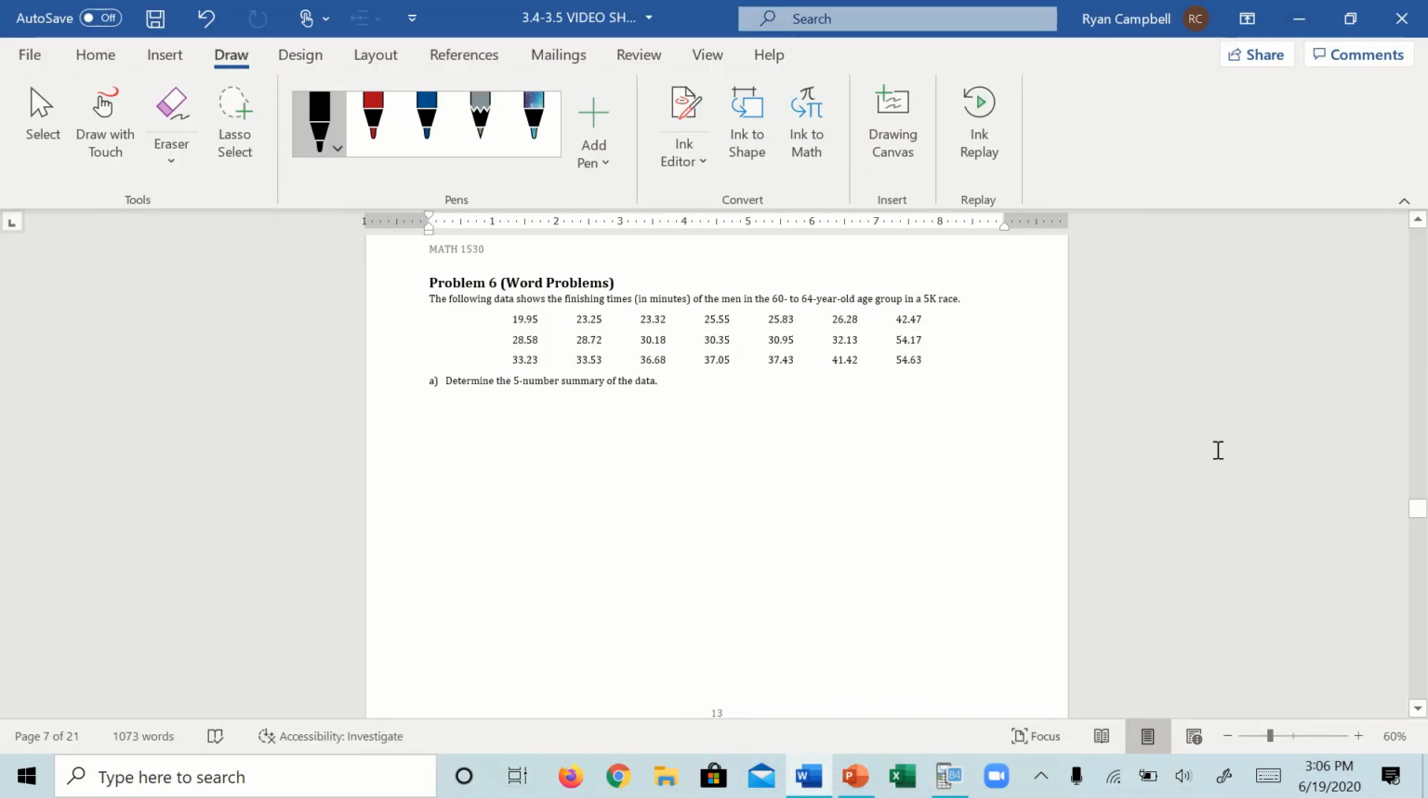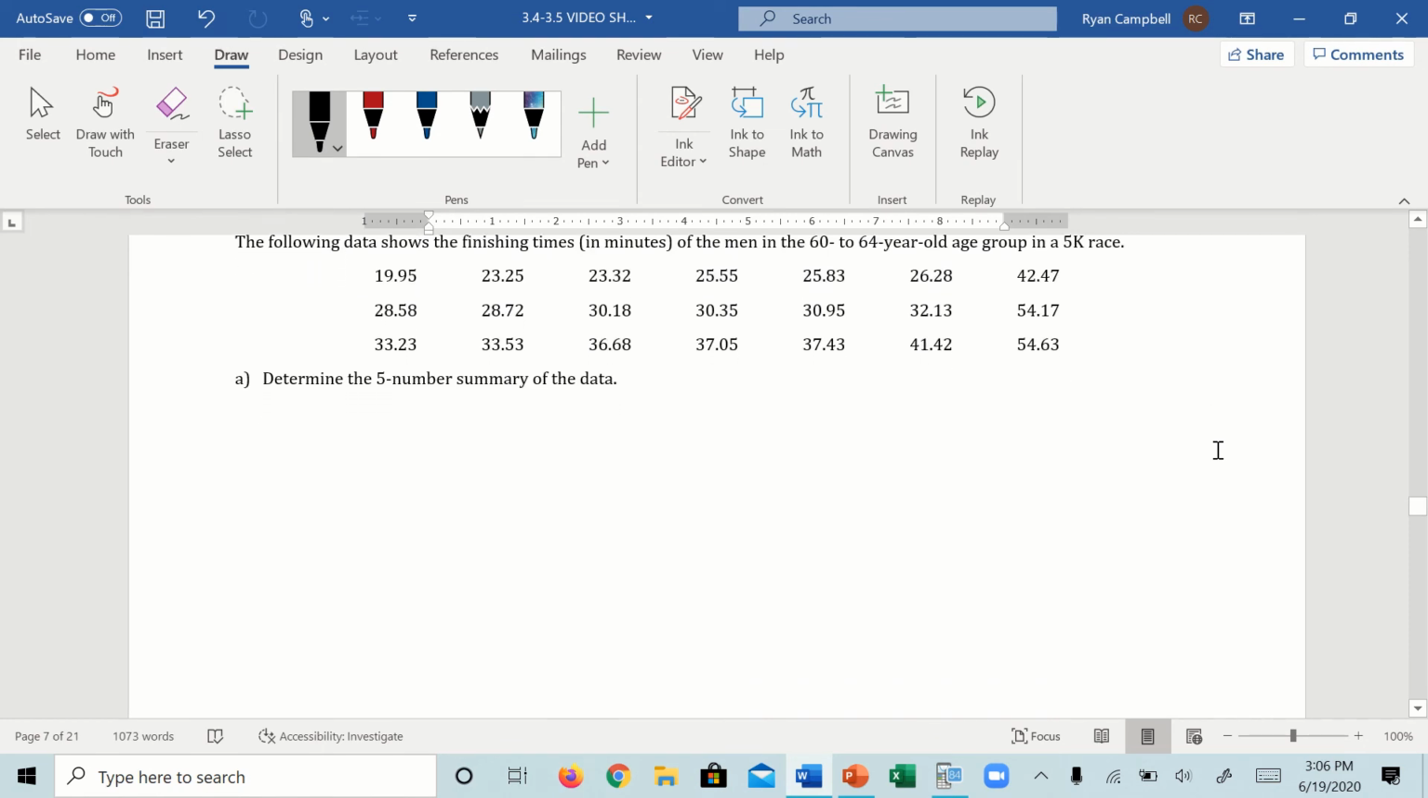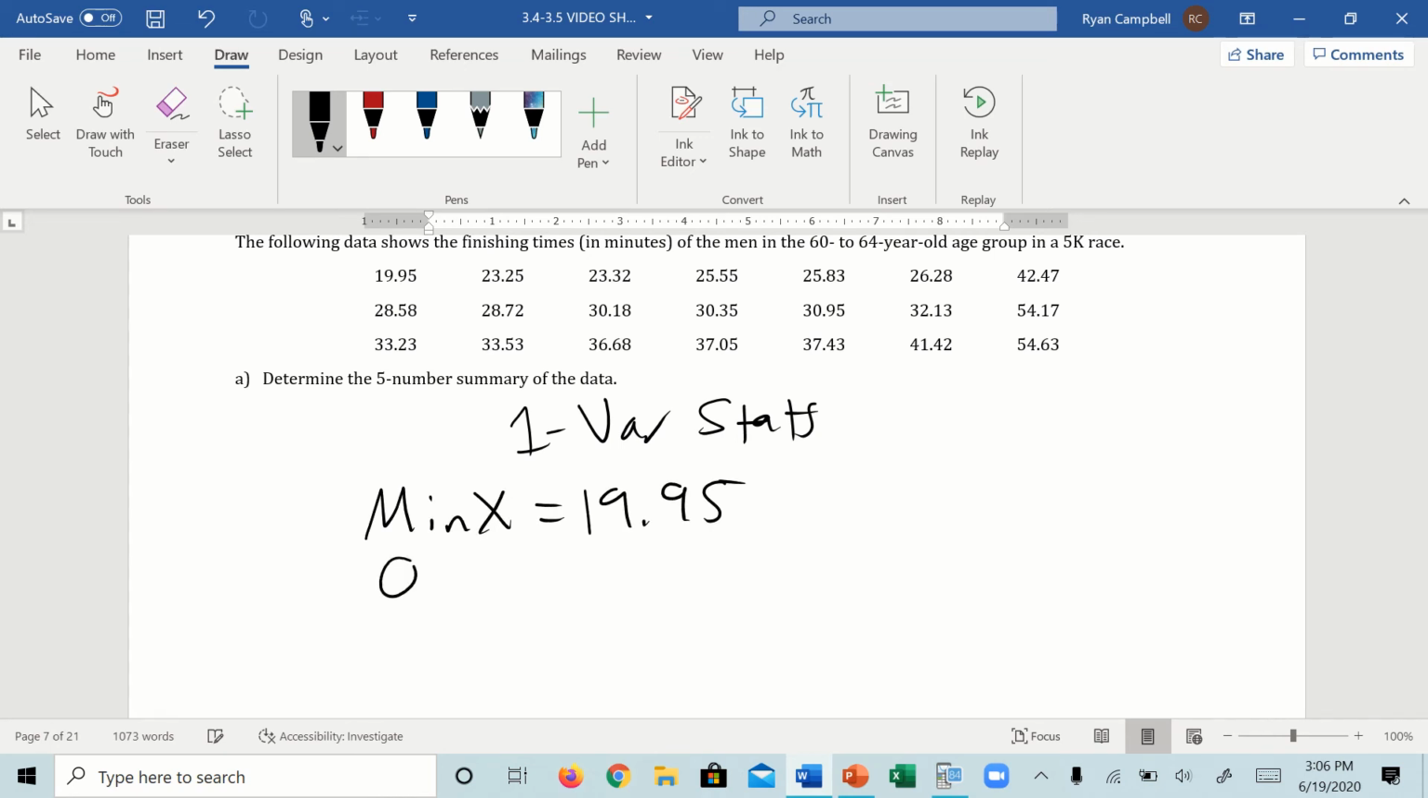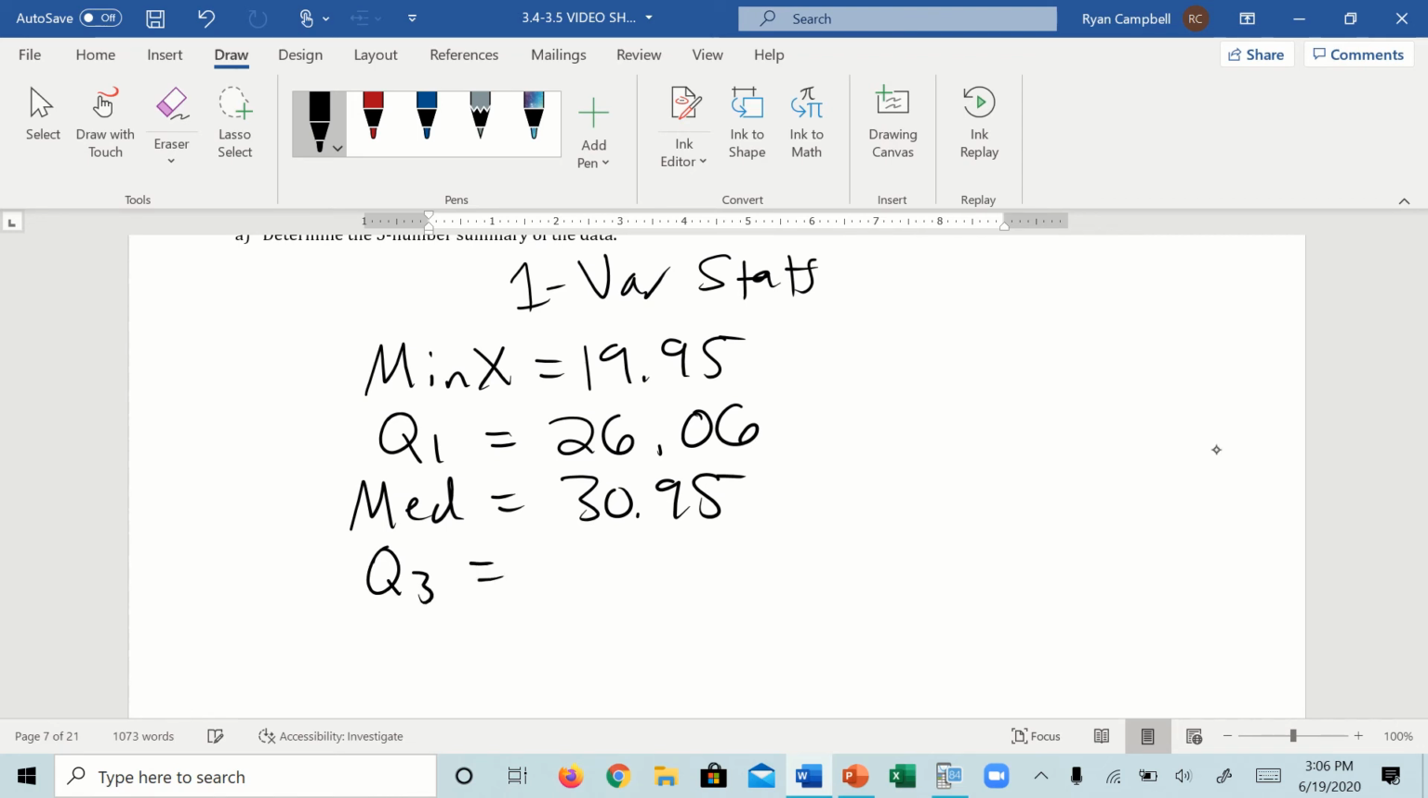So again, if you want to know what the partial credit would look like, you could say one var stats. So min x is 19.95. Q1, after you round it to 2 decimals, would be 26.06. The median is 30.95. Q3, 37.24, max X, 54.63.